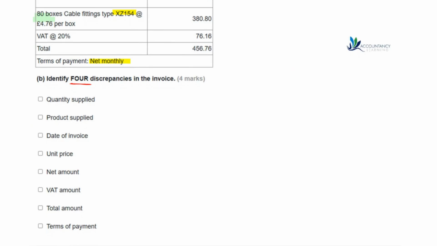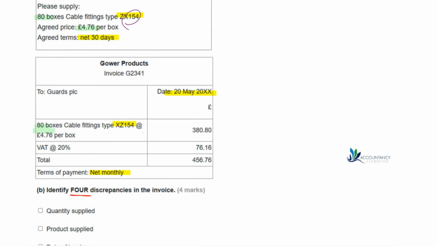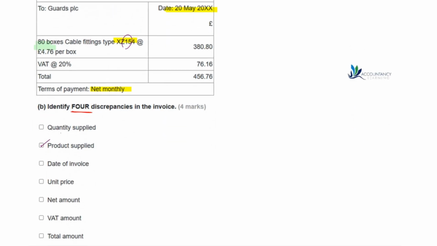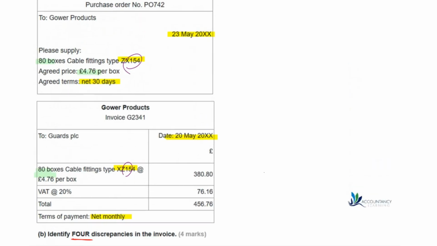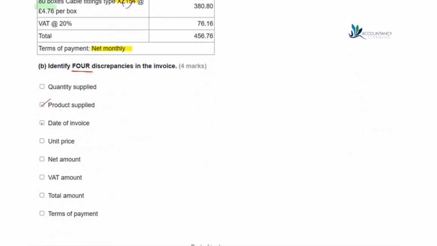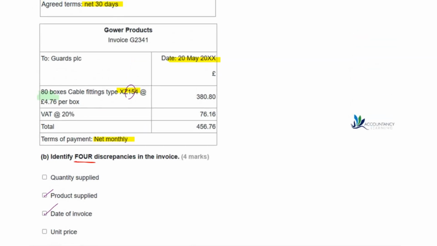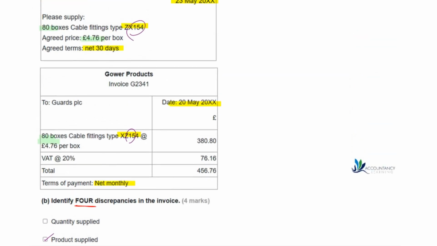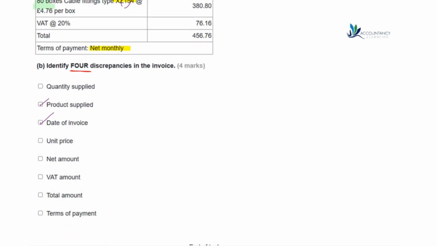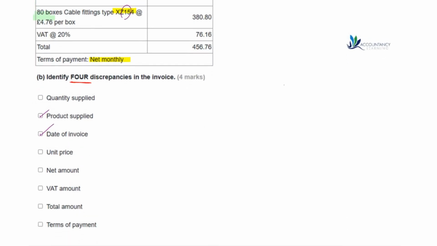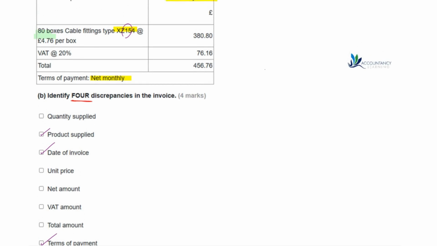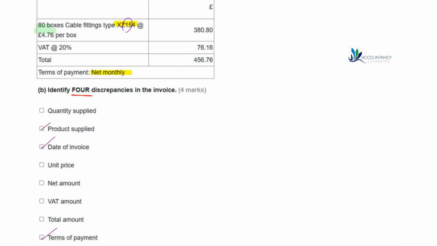So let's have a look at what we've got. So we proved that the quantity supplied was fine, the 80 boxes, but the product supplied, we've got a difference in these numbers here. So that's one of our differences. We can see that the dates are different, but we agreed that the unit price, the 476, was the same. Just jumping down, we know that the terms of payment are also different. And now we need to have a look at whether it's going to be part of the pricing.